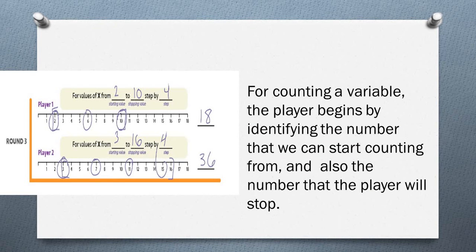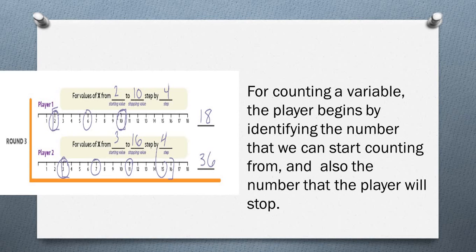Now, looking at this picture, it says for counting a variable, the player begins by identifying the number we can start counting from, and also the number that the player will stop at. If we look here, they wrote for values of x, we start from 2. That is why 2 was circled here. It will start from 2, and it will end where? 10. So 2 was circled, 10 was also circled.